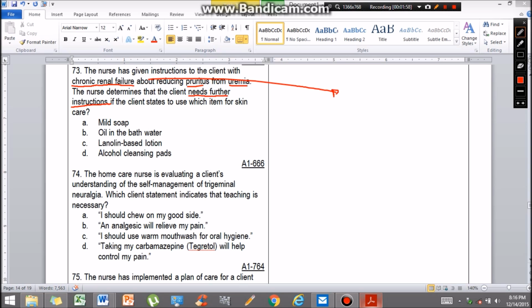So going back, a client who has chronic renal failure has itchy skin, and aside from being itchy, the skin is expected to be dry. And we all know that alcohol will further increase dryness. That's why this is the answer.